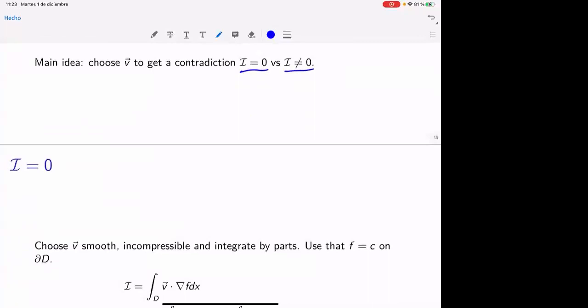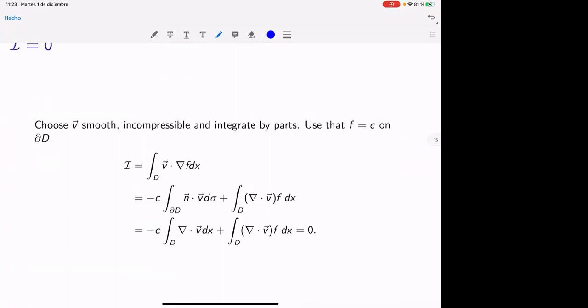Okay, so the first part is to show that I is indeed zero. And for that, we are only going to ask of V that V is divergence free. So for any divergence free V, integrating by parts and using that F is constant on the boundary, if I integrate by parts and move the gradient from the F onto V, then I get the divergence of V. That's nice because that's going to go away. And I get the boundary term, but then the F, I can take it out of the integral and integrate by parts back again. So now I can write I as just an integral involving a factor of divergence of V, which I am going to suppose to be zero.